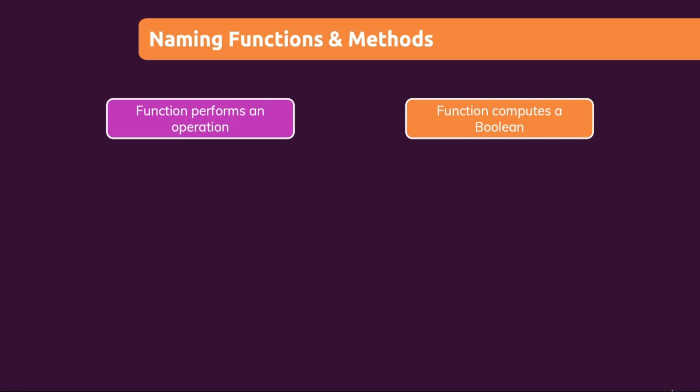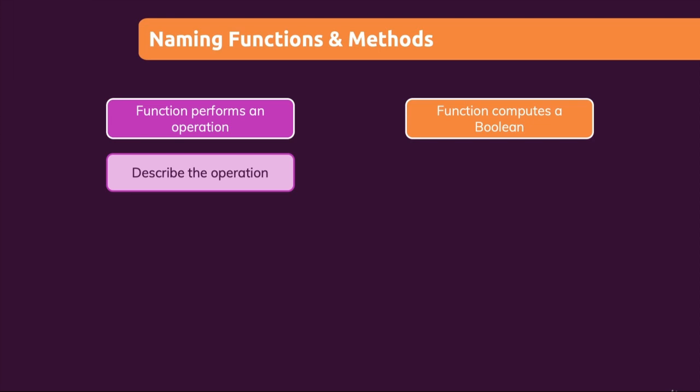Now, for the first case, that we have any kind of operation, the function or method name should really just describe that operation. So for example, getUser makes it really clear that we're getting some user, maybe from a database.